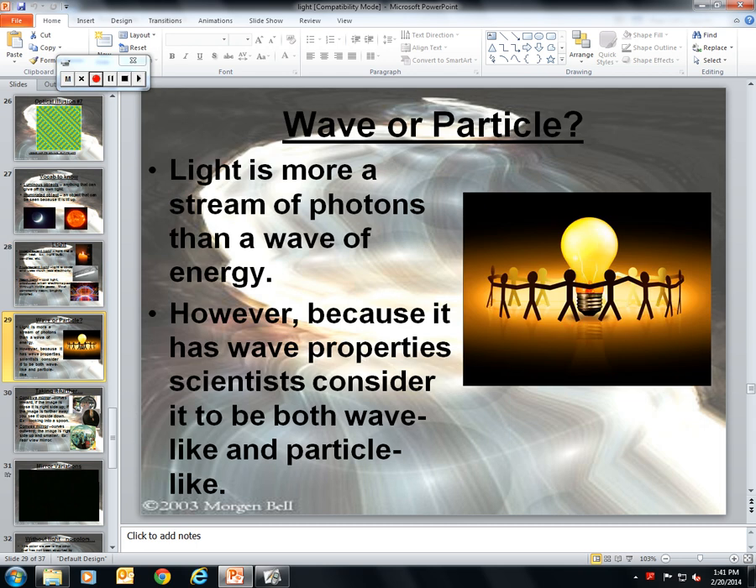Okay, light is more a stream of photons than a wave of energy. And we're going to look at why. But because it has properties of both, scientists are not sure if it's wave-like or particle-like, so they just say that it's both. Okay, we're going to look at some laser lights and kind of prove that it's a stream of matter as well as energy.